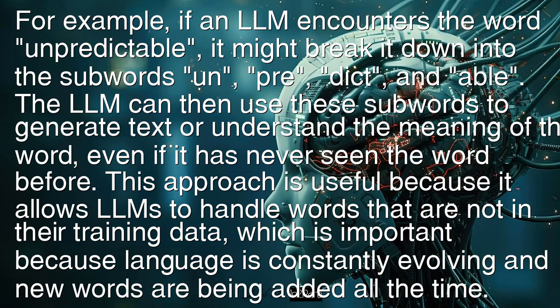For example, if an LLM encounters the word unpredictable, it might break it down into the subwords un, pre, dict, and able. The LLM can then use these subwords to generate text or understand the meaning of the word, even if it has never seen the word before.